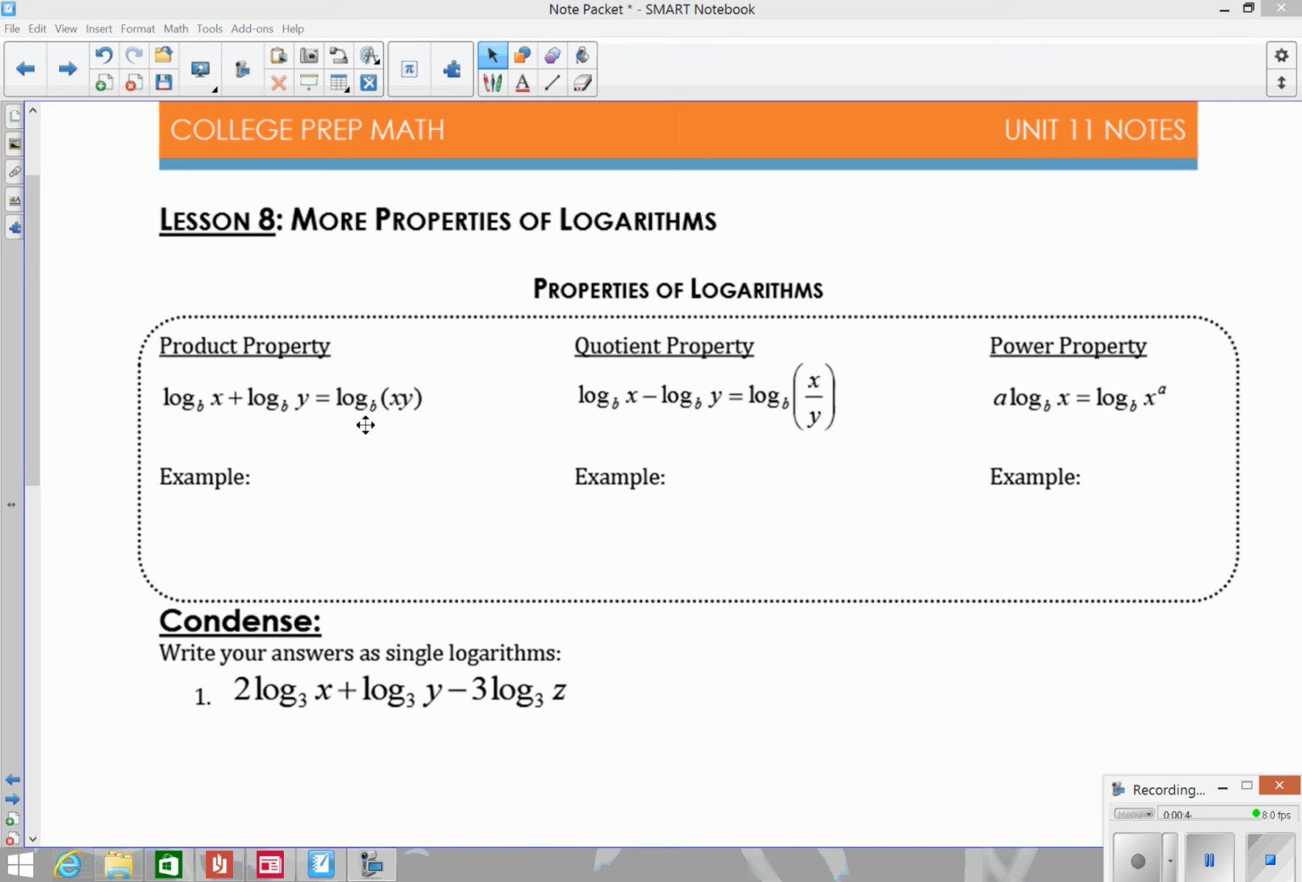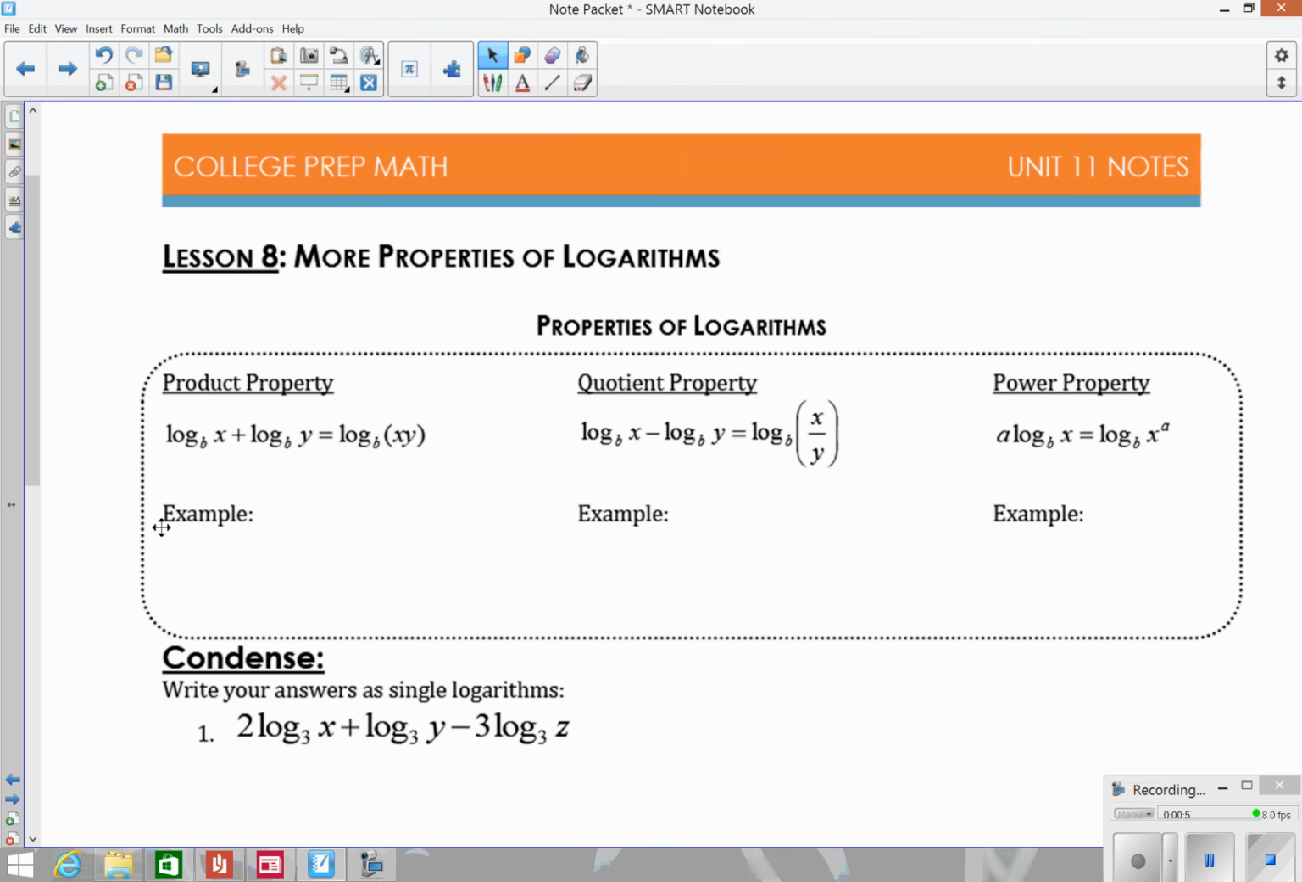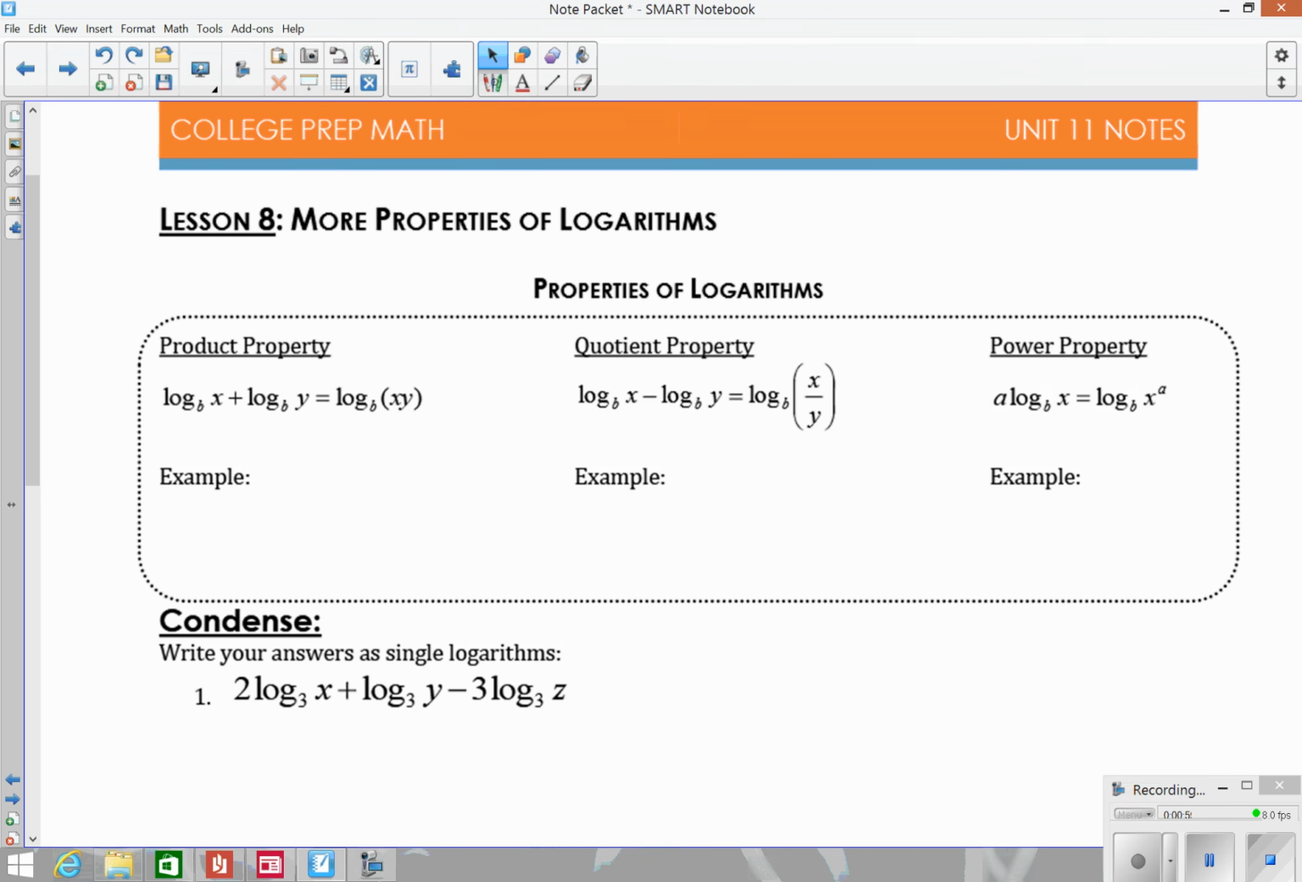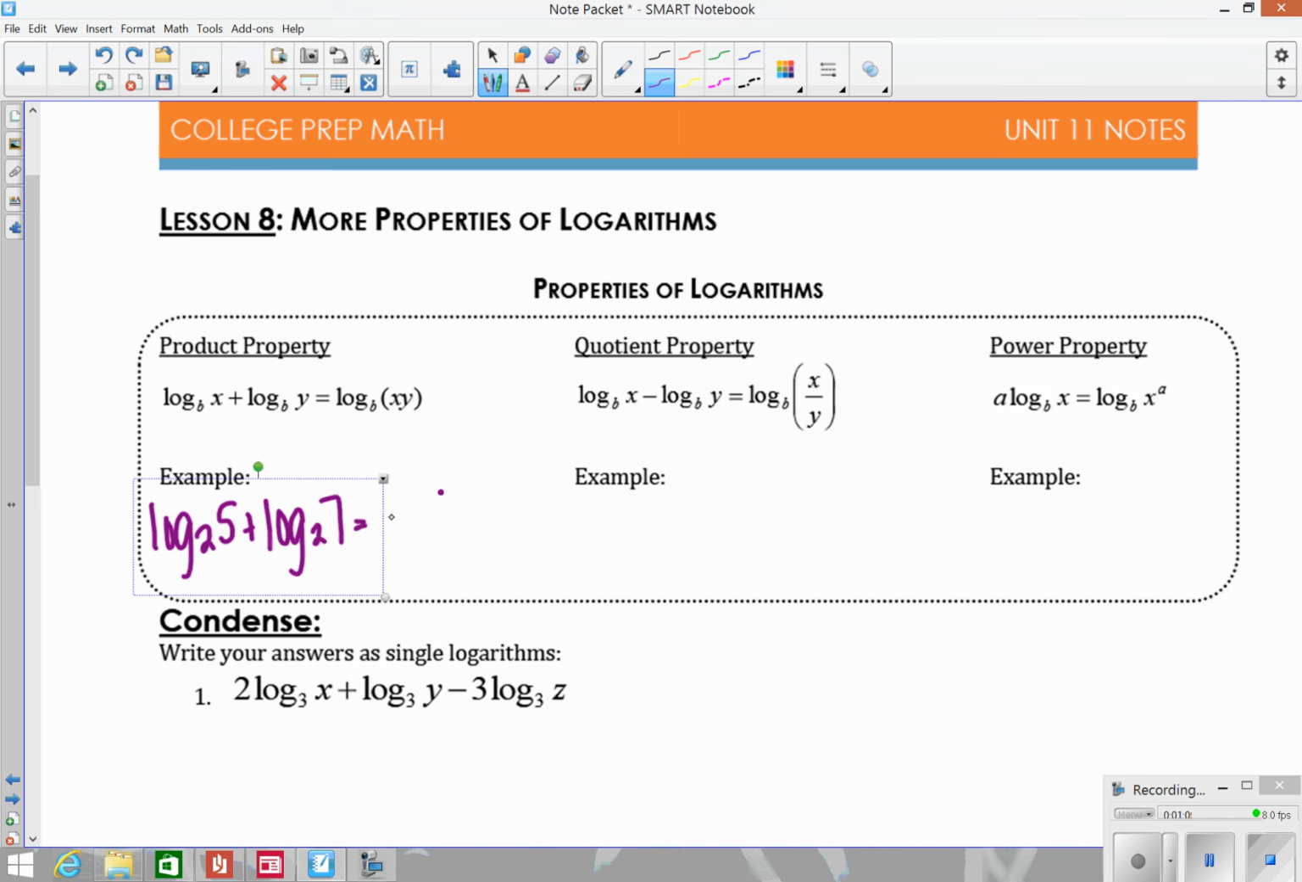You can't split this up as log base b of x times log base b of y equals log of x plus y. It doesn't work the opposite way. So it only works this way. An example of that would be if I have log base 2 of 5 plus log base 2 of 7 added together, which is equivalent to saying log base 2 of 5 times 7, which is 35.